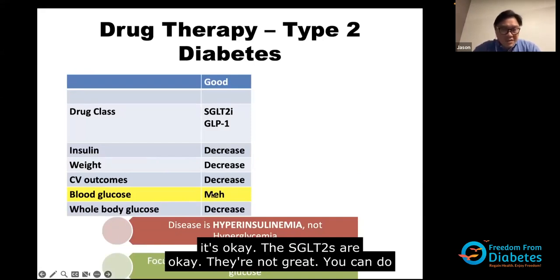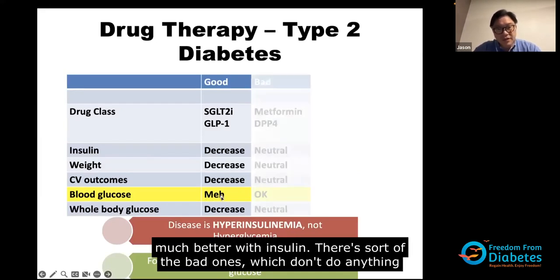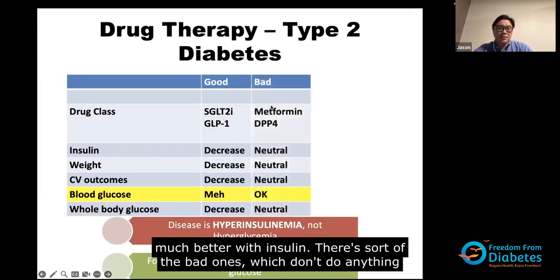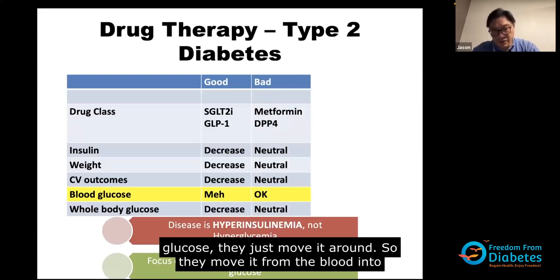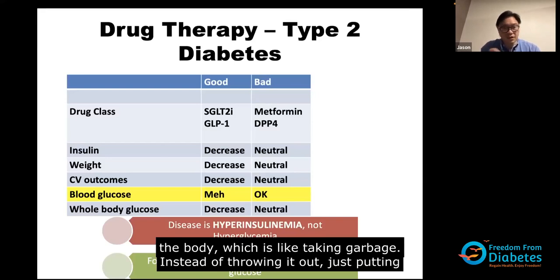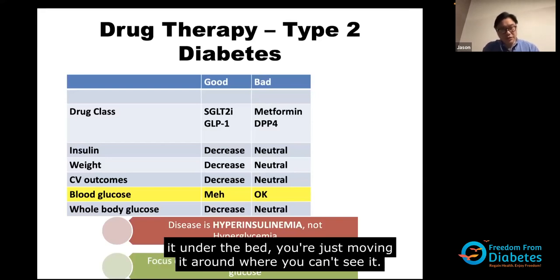Blood glucose, it's okay. The SGLT2s are okay. They're not great. You can do much better with insulin. There's sort of the bad ones, which don't do anything, because remember, metformin and DPP-4s, they don't actually get rid of the glucose. They just move it around. So they move it from the blood into the body, which is like taking garbage, instead of throwing it out, just putting it under the bed.